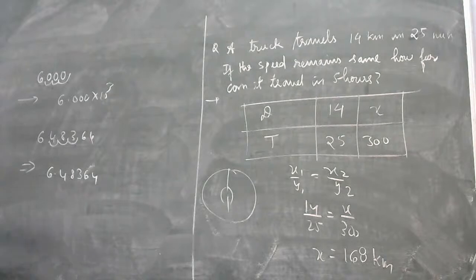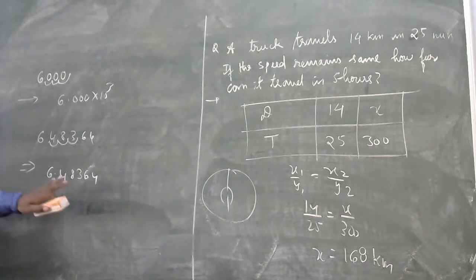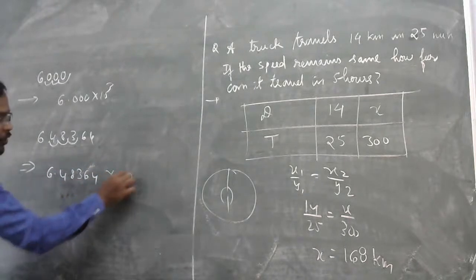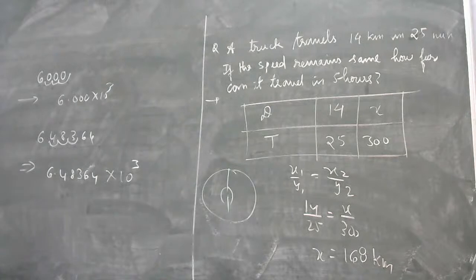10 to the power of minus 3. Why am I shifting? The numbers should lie between 1 to 10. Into 10 to the power of plus 3. For all numbers which are greater than 10, the power will be positive. So for all decimal numbers, the power will be negative.